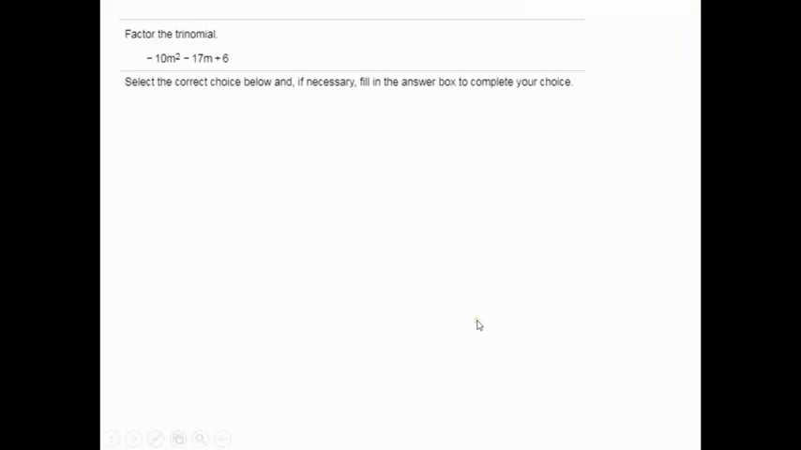So we're going to look at another one here. We're going to look at a lot of these in this video. So it says, factor the trinomial here, negative 10m squared minus 17m plus 6.